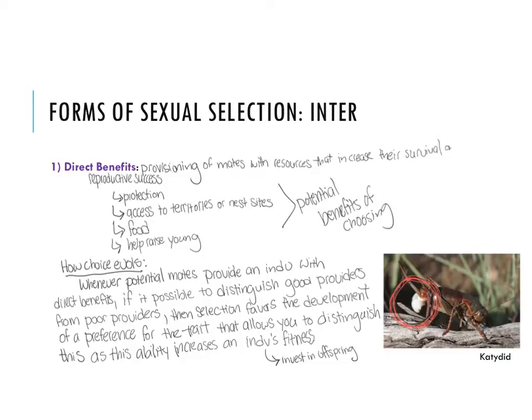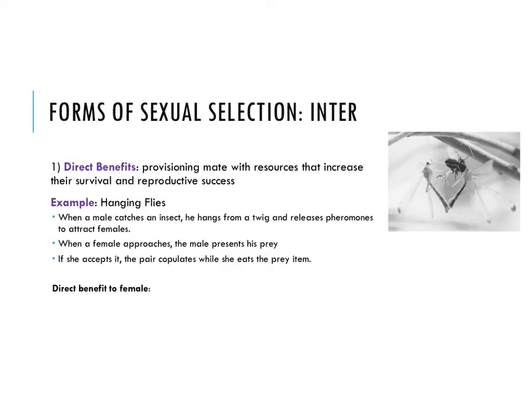All right, let's look at another example. Okay, so hanging flies, so another insect. In hanging flies, a male catches an insect, and then he hangs from a twig and releases pheromones to try to attract females. When a female approaches, he presents his prey to her, and if she accepts it, they copulate while she eats the prey item.